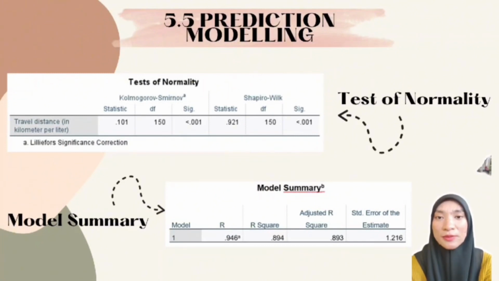Next, the last part is 5.5, prediction modeling. Test of normality. The Shapiro-Wilk test of normality on the residuals gives a p-value of 0.001. Thus, the data significantly deviate from a normal distribution. For the model summary, the R-square value is 0.894, which means 89.4% of the variation of price can be explained by weight and fuel consumption. The adjusted R-square is 89.3%. That's all from me.